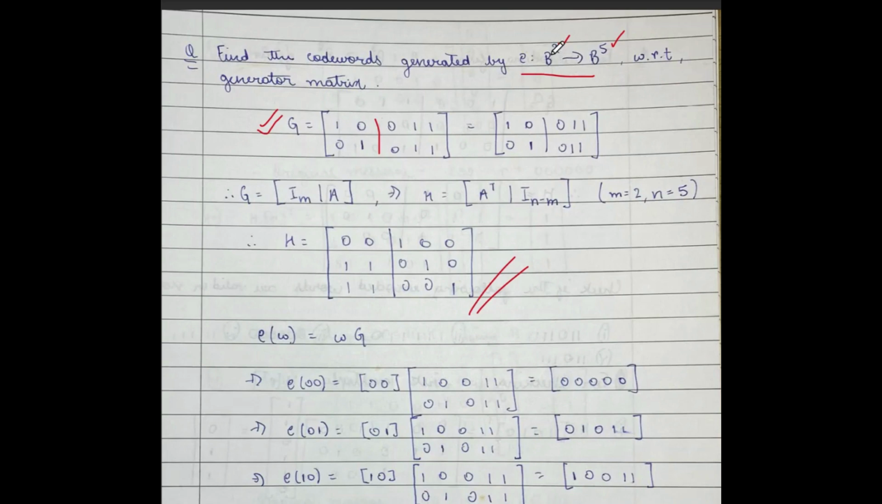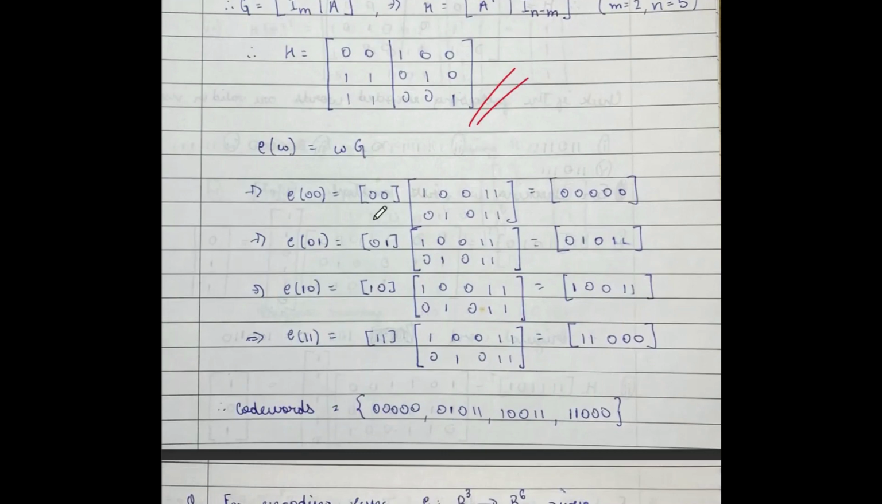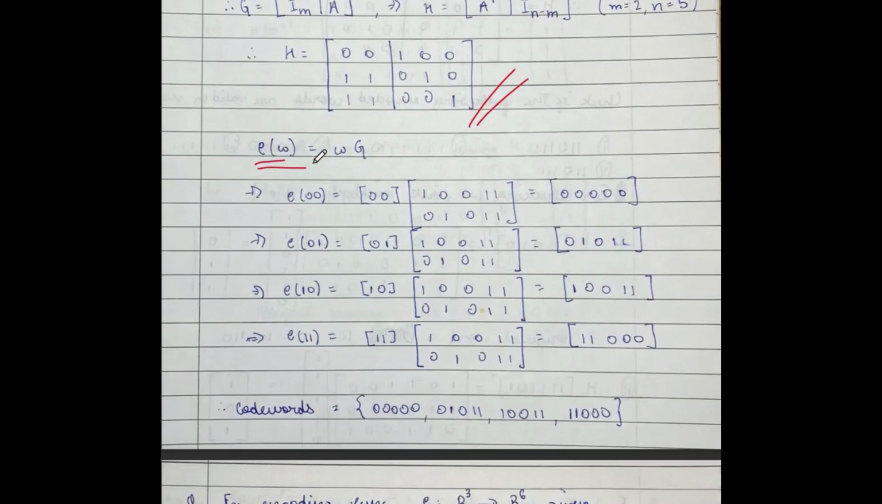So the elements belonging to B square are 00, 01, 10, and 11. So in order to find the code words of this, what we do is we take the original message, like 00, and we multiply that with the generator matrix. So when we multiply 00 with the generator matrix, all these elements will be 0 because 0 multiplied and added with anything is 0. So we move on to E of 01. Now when we multiply 01 with this matrix, in this first case 0 into 1 plus 1 into 0, so this will be 0, 0 into 0 plus 1 into 1.